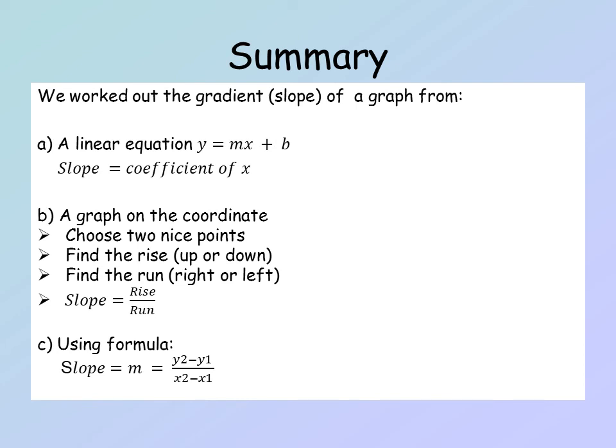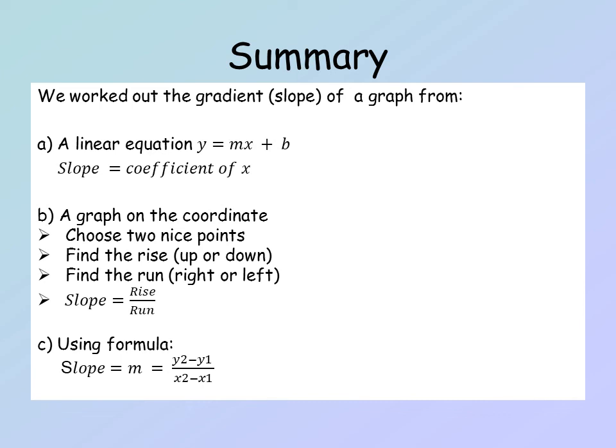So today our lesson was about how to work out the slope or the gradient of a graph. The first way, using the linear equation y = mx + b, the slope will be m, which is the coefficient of x. The second way, using the graph, choose 2 nice points, meaning you can find their coordinates easily. Then find the rise between them, either up or down. Find the run between them, either left or right. And then divide rise by run.